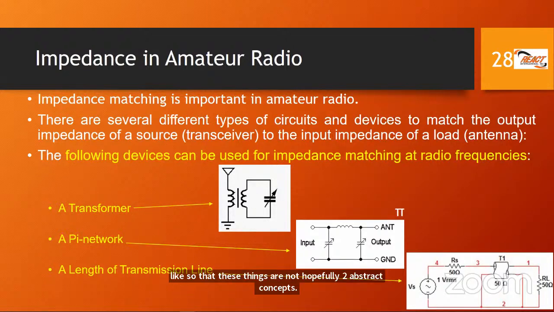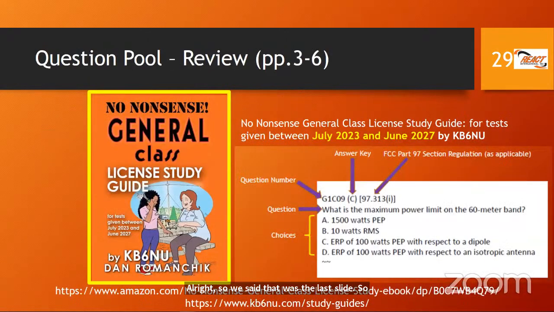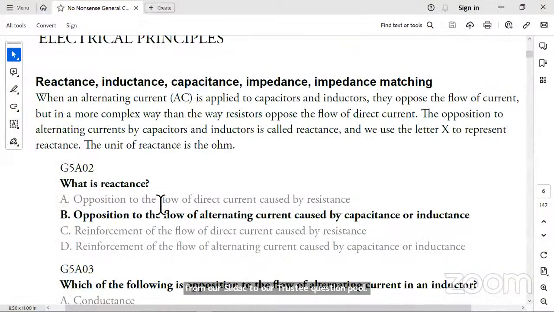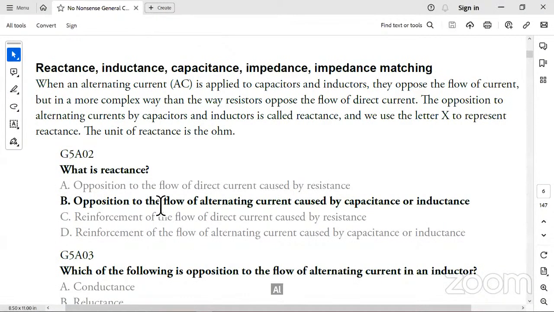All right, so we said that was the last slide. So quickly, we'll just go through the question pool questions and we will end our session after that. So give me a moment to just quickly share the slide, switch across from our slide deck to our trusty question pool. All right, so I did say I'll be using the No Nonsense Guide as the basis for the sessions. Again, if you have a copy of it, that's fine. If you don't, that's also okay. You can follow along with me, but we do encourage you to get a copy, either the PDF version from the website. I think it's all of $10 US, or you can get the hard copy off from Amazon, right?